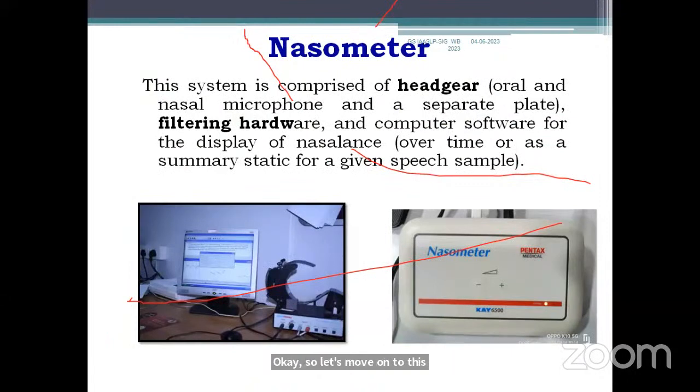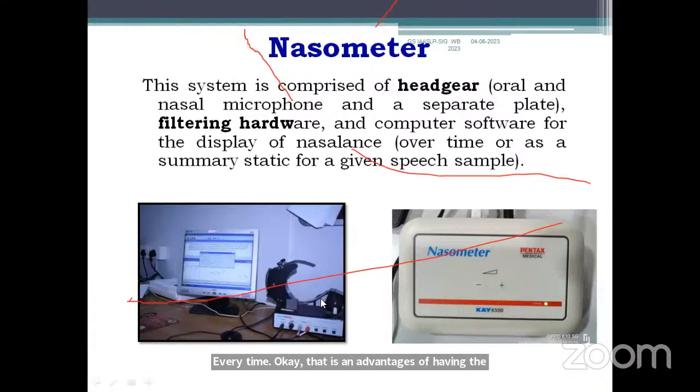When we talk about the nasometer, what you are seeing in the display on the left side is the previous version of the nasometer, where you have a box and a headgear, and the processing software. The only disadvantage here is that you have to calibrate this nasometer every time. What you are seeing on your right side is the 6500 nasometer, which is the latest model. It is a standalone device which you need not calibrate every time. That is an advantage of having the recent version.